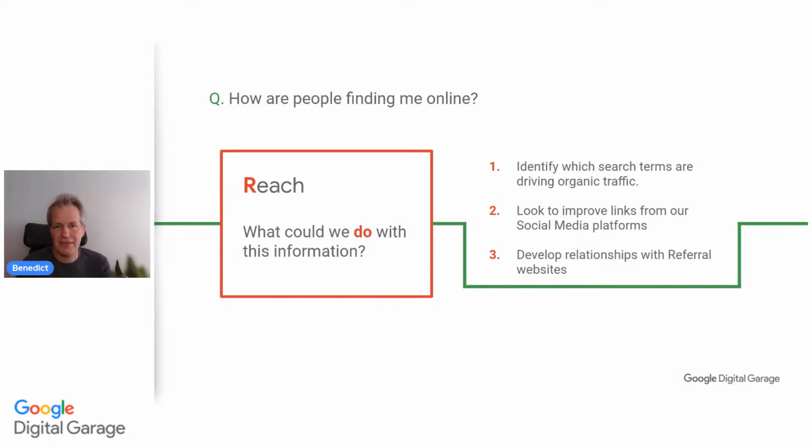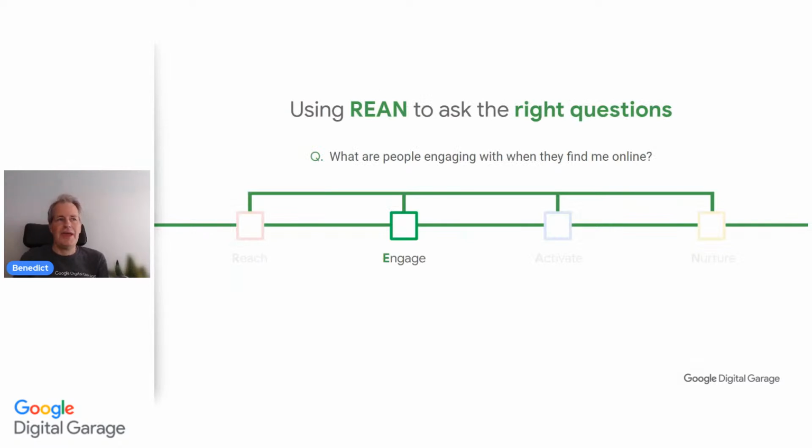We could investigate them and see whether we can strengthen our relationship with them. Now, if there are some referral sites that aren't doing so well, how can we work together to drive more traffic? Just as some ideas to help you. All right. Okay, so what are people engaging with when they find me online?